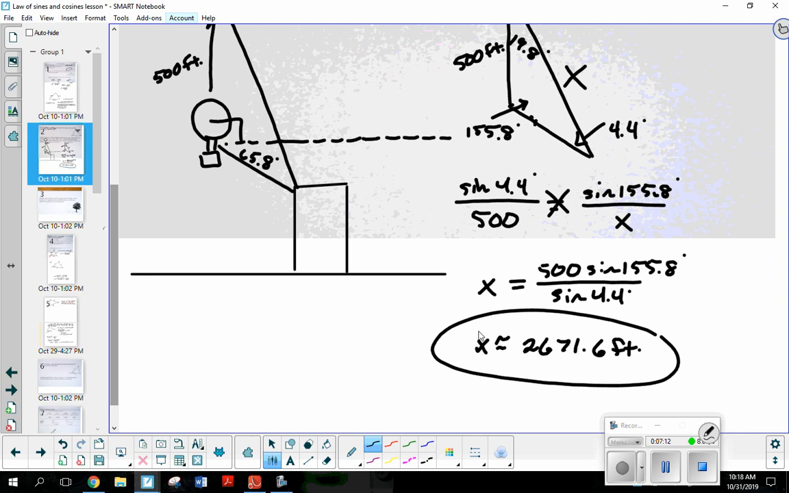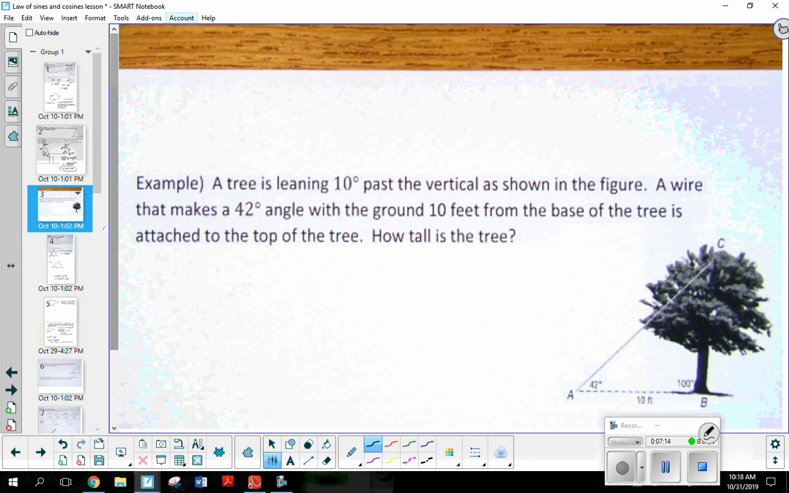All right. Well, I got one more problem. Now, this one we didn't have time to copy. If you don't want to copy the entire thing, we could just copy the diagram right here. Let me highlight these. The problem says a tree is leaning 10 degrees past the vertical, as shown in the figure. A wire that makes a 42-degree angle with the ground 10 feet from the base of the tree is attached to the top of the tree. So how tall is the tree?